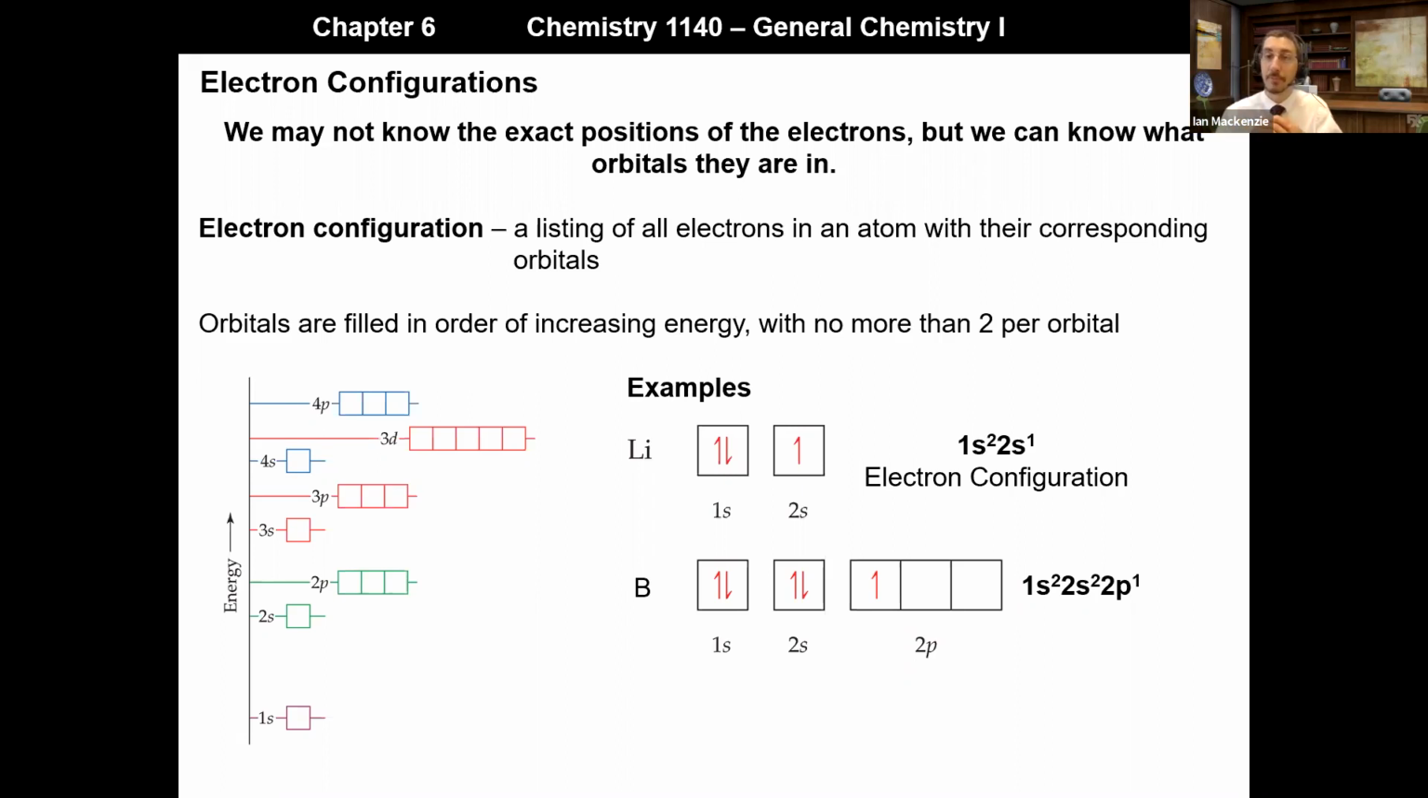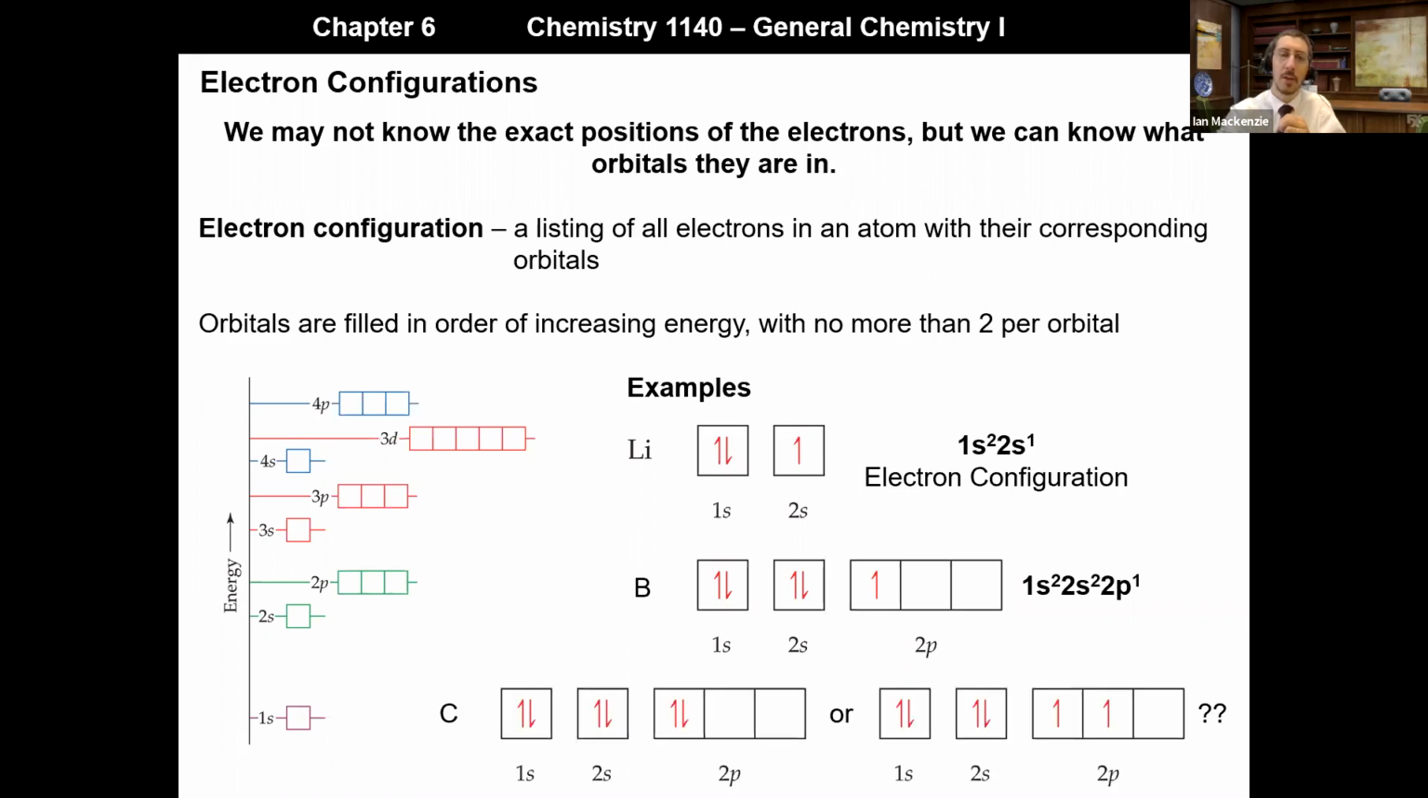All right, so we've got this so far, but what happens when we come to something like carbon? Carbon has 6 electrons, so I would put 2 in the 1s, 2 in the 2s, but then I have 2 options when it comes to putting them in the p orbitals. I can either pair them up in one of the 2p orbitals, or I could put them separately into 2 different 2p orbitals.